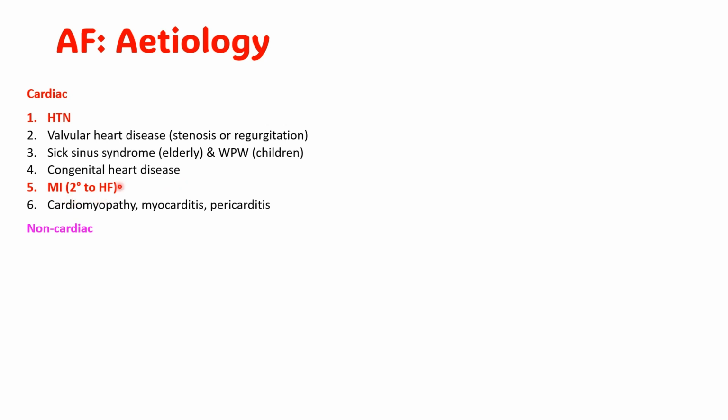So the AF, in that sense, happens secondary to heart failure, because of basically congestion of blood within the atria, which leads to that distension. And then other things such as cardiomyopathy, myocarditis, pericarditis. So a range of things affecting different parts of the heart.